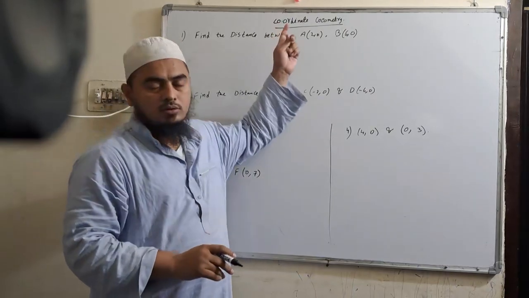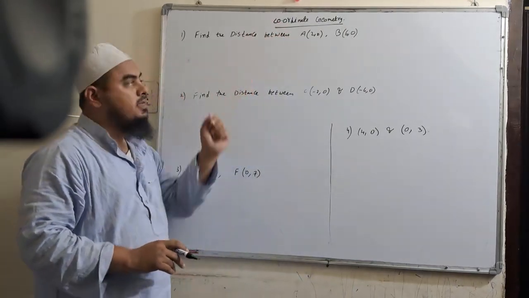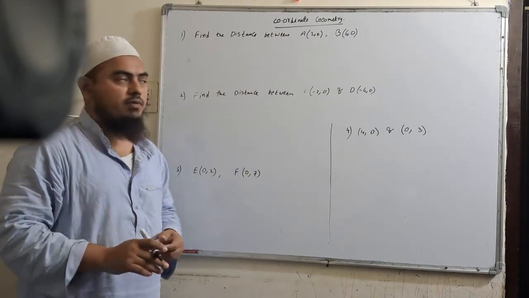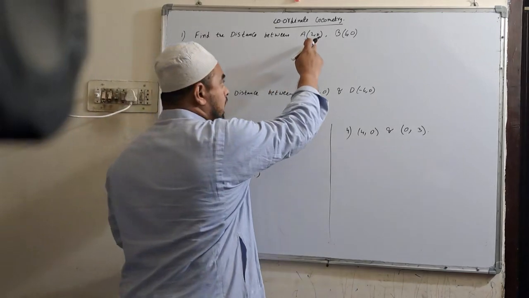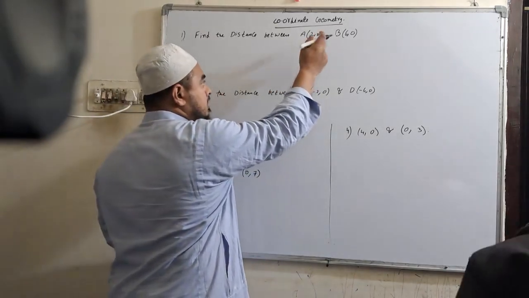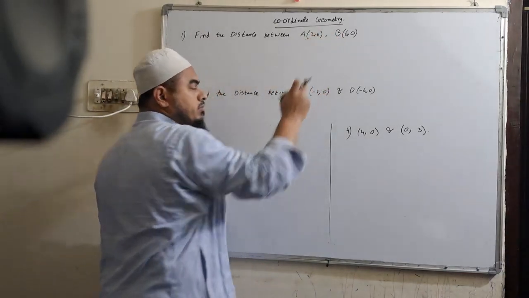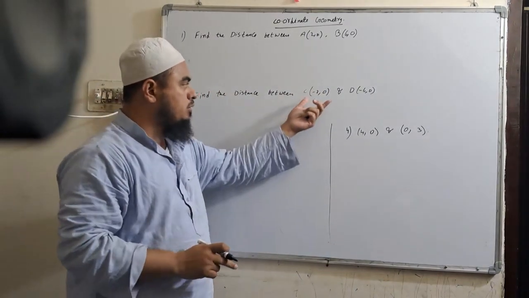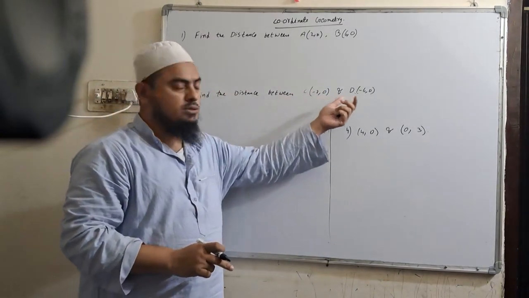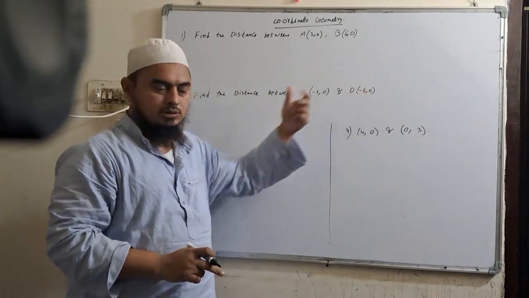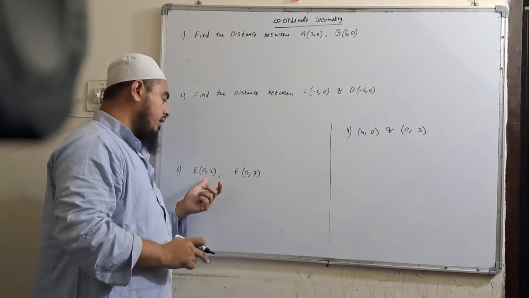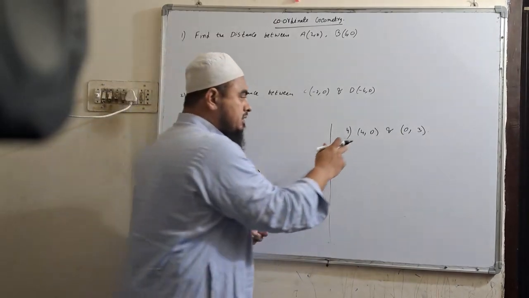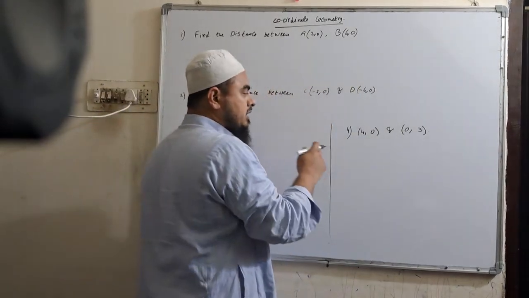So we are starting coordinate geometry, and the first topic we have is finding the distance between 2 points. Here we have taken 2 points: 2, 0 and 6, 0. Then here we have another 2 points, that is minus 2, 0 and minus 6, 0. Another 2 points we have: 0, 2 and 0, 7. And this is different from all these first 3.